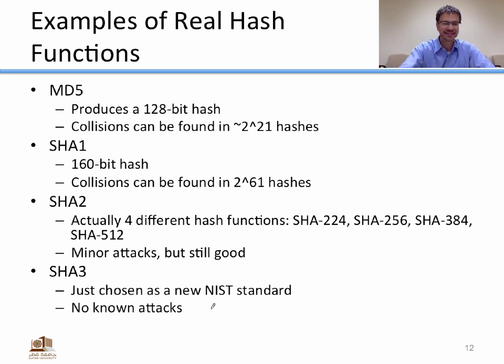So in practice today, when designing new systems, most people are going to either use one of the SHA-2 functions or the SHA-3 function, because both MD5 and SHA-1 have potential attacks that reduce their collision resistance. Now, finding a hash collision in 2 to the 61 is not incredibly feasible. That could be difficult. But finding one in 2 to the 21, that's very feasible. You could write a computer program to do that in a reasonable amount of time.